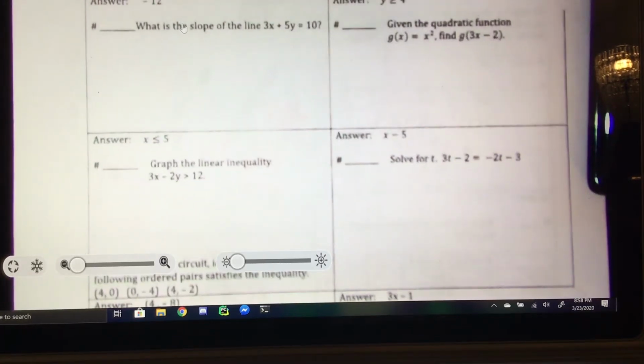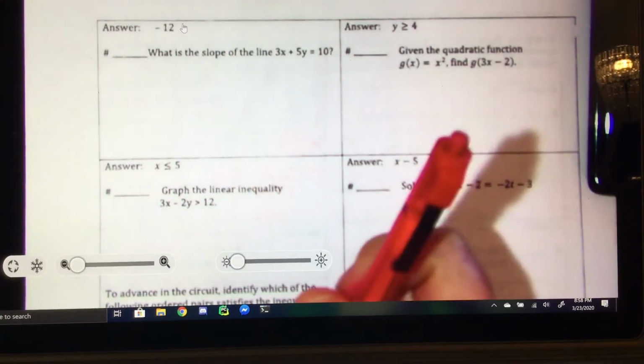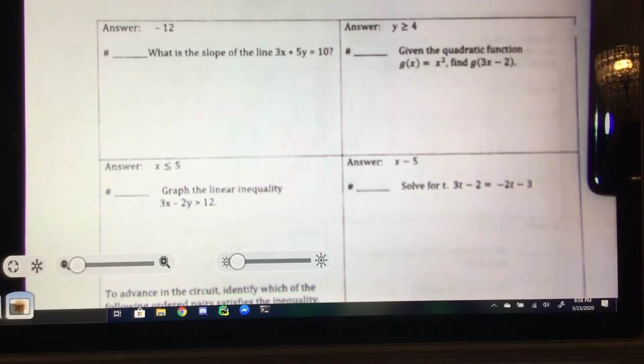Okay, here is the back, page 2. You notice I'm not numbering the answers because I did want to save some time. So top left, what is the slope of the line 3x plus 5y equals 10?